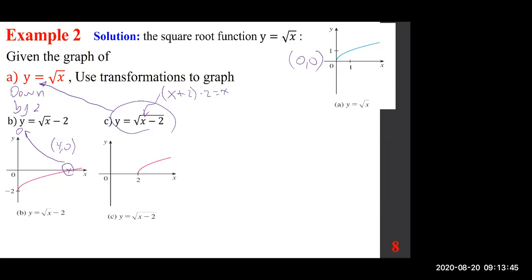The next one says, okay, what about y equals negative square root of x? Well, you're going to flip that over with respect to the x-axis. And so what happens is, it looks like your intercept remains intact. Okay, so you flip it over, and that's what you get.